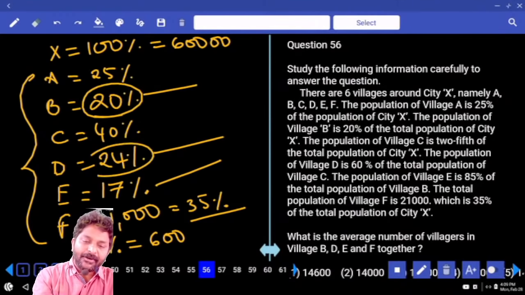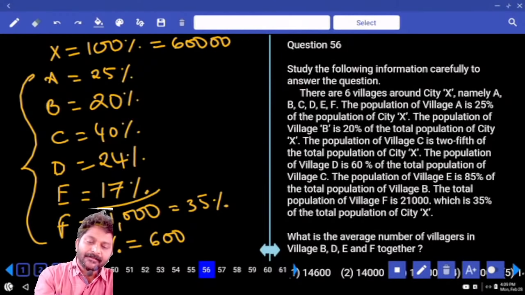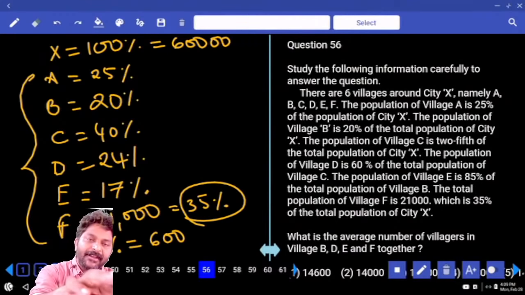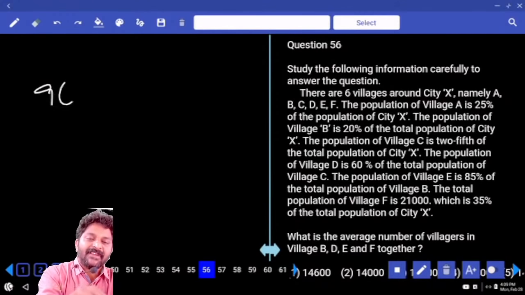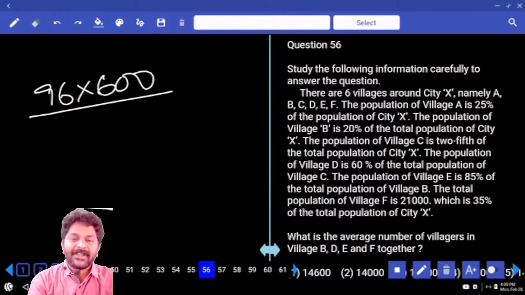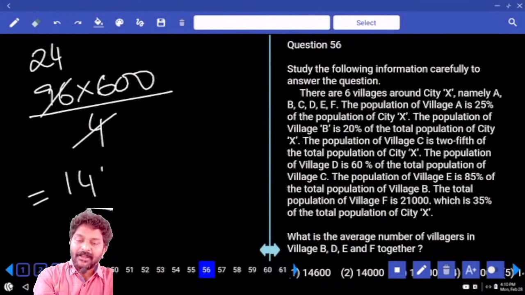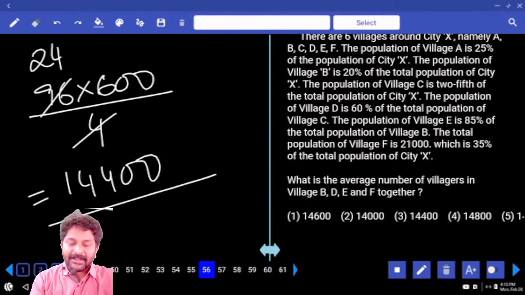20 plus 24, 44 plus 17, 61. 61 plus 35, 96. And you know that 1% value is equal to 600, and we were asked to calculate average only. Divided by 4. How many times? 24 times. 24 6 times, 144 and then 2 zeros. 144,000. Now without calculating, I calculated the direct answer.